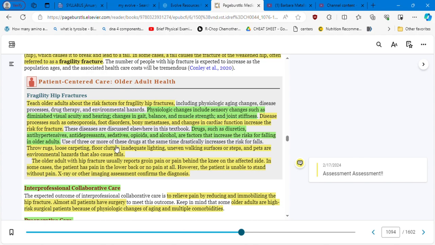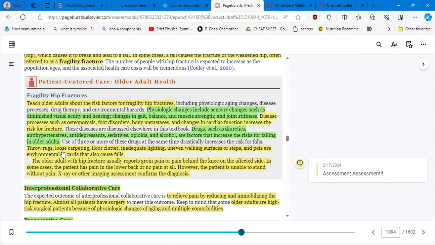Drugs such as diuretics, antihypertensives, antidepressants, sedatives, opioids, and alcohol are factors that increase the risk for falling in older adults. So whenever you do your assessment, you need to get the full list of medications, and probably they are not going to remember. So you ask the patient to bring a box or a bag with all the medications and you just take notes, okay?